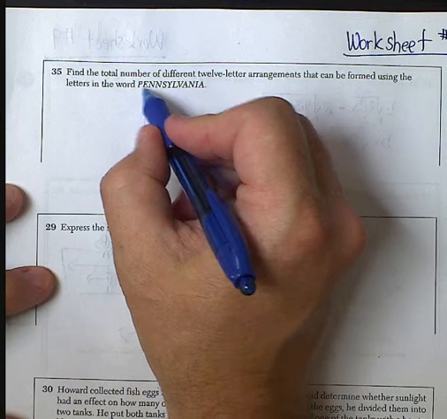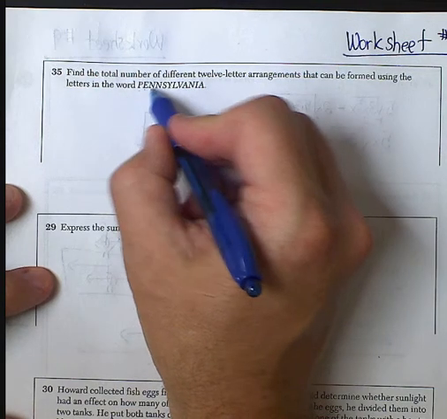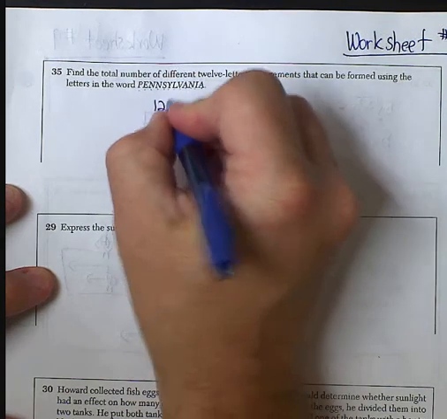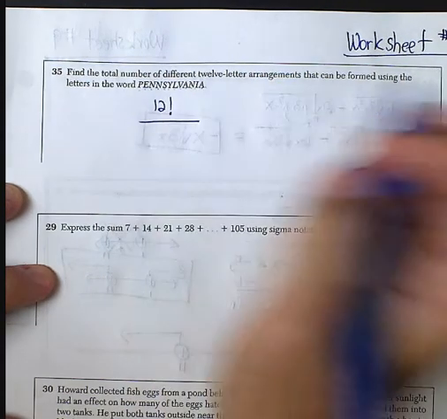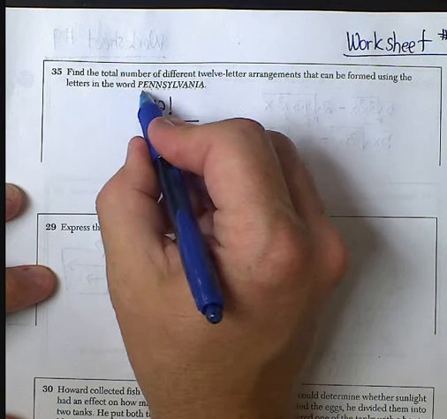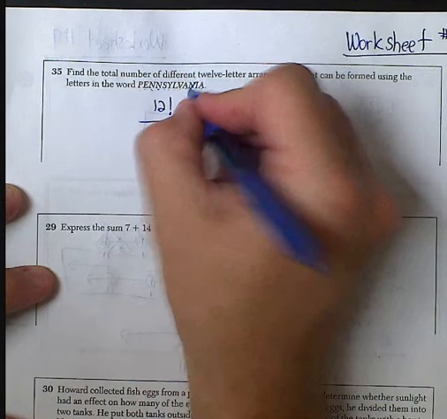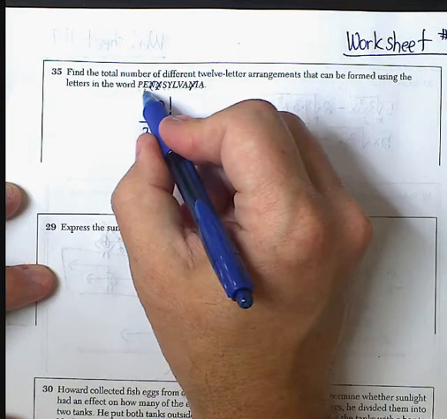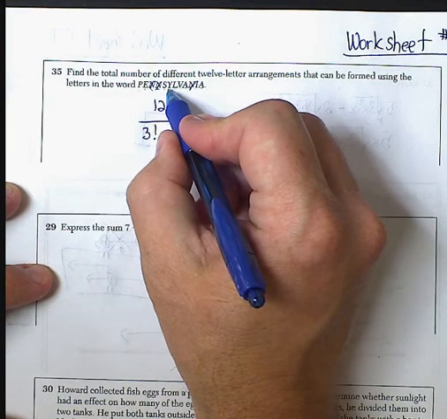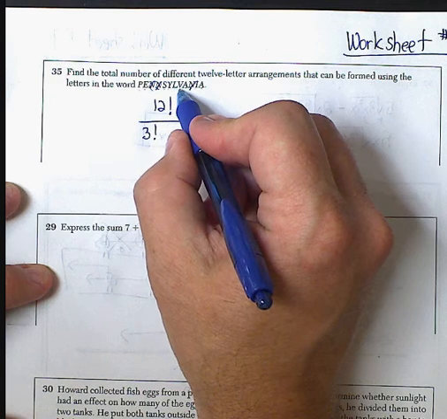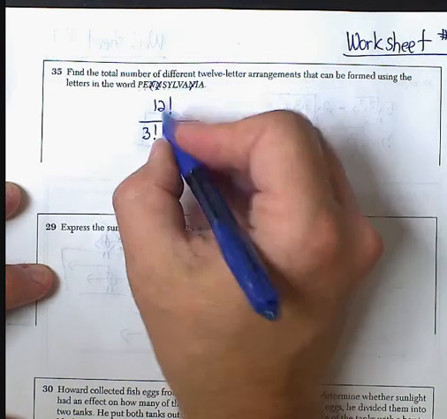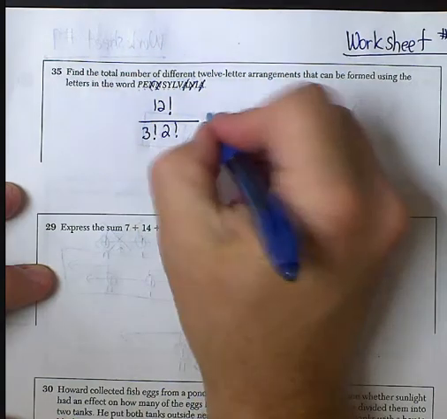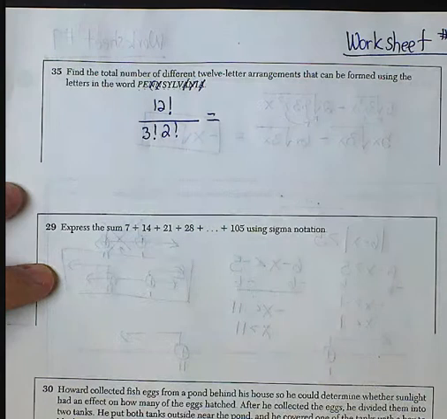And the way we're supposed to do this is you count up the letters: 1, 2, 3, 4, 5, 6, 7, 8, 9, 10, 11, 12. So it's going to be 12 factorial divided by the number of letters that repeat. N repeats 1, 2, 3 times, so that's 3 factorial. P doesn't repeat, E doesn't repeat, S doesn't, Y doesn't, L doesn't, but A does, 2 factorial. And I think that's it. So it's just going to be 12 factorial divided by 3 factorial and 2 factorial.